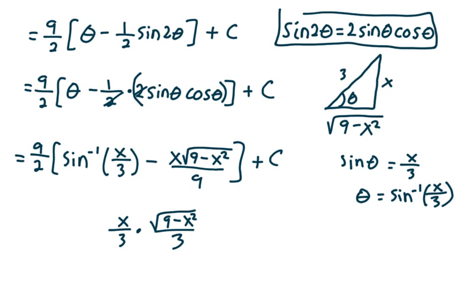And so notice when I multiply the numerators and multiply the denominators and draw a division bar in between. And so that's where I get that second term from. So notice that I get 9/2 the quantity arc sine of x over 3 minus x times the square root of 9 minus x squared over 9. 3 times 3 is 9, plus c.